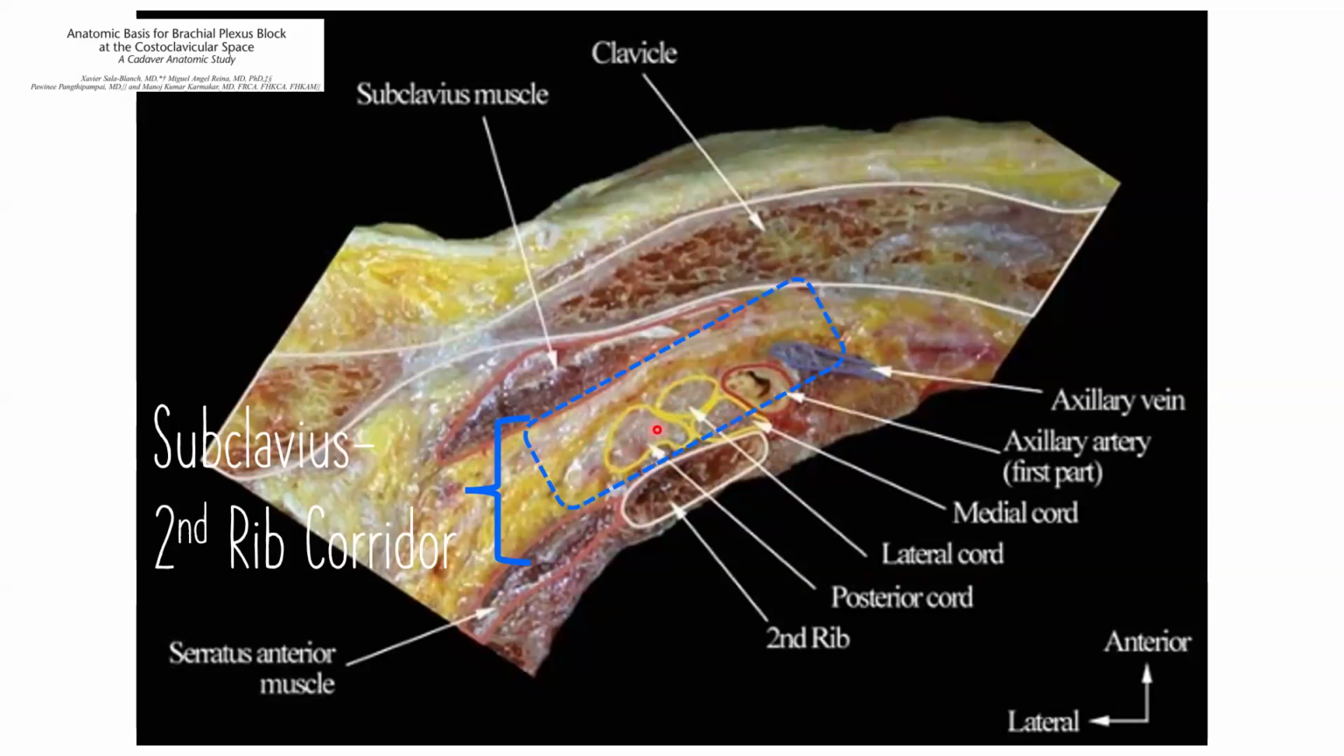topography of the costoclavicular. We can see again the subclavius muscle is lying beneath the clavicle bone, and the needle entry has to accept that narrow part which I demonstrated earlier, and it has to take this subclavius second rib corridor, and it's a bit difficult to engage your needle tip close to the posterior cord, more difficult to the lateral cord, and the most difficult would be the medial cord if you're trying to do a two injection technique.